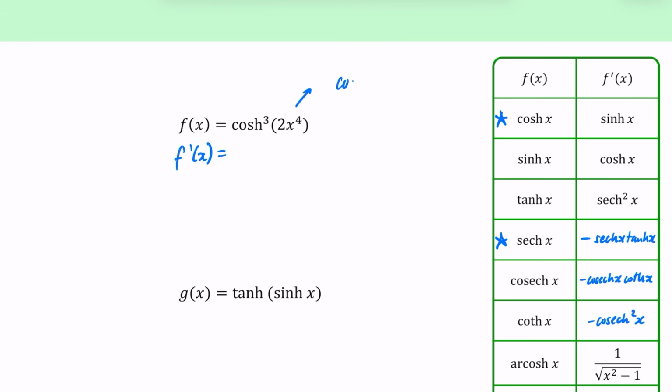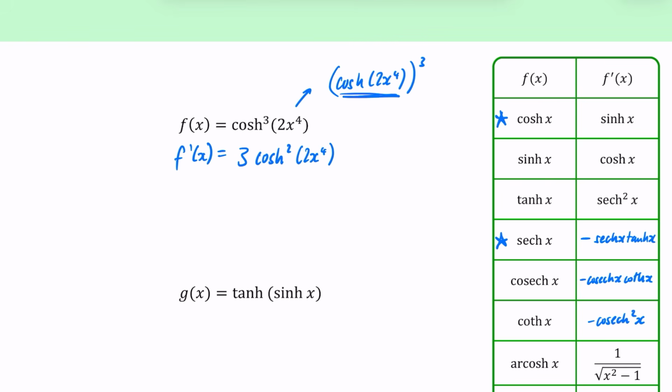Sometimes writing it like this can make things a little bit easier to process, that we've got the whole thing being cubed. So we've got something being cubed. I'm going to pull the power down, reduce the power by 1, and then I need to multiply by the derivative of this inside thing.